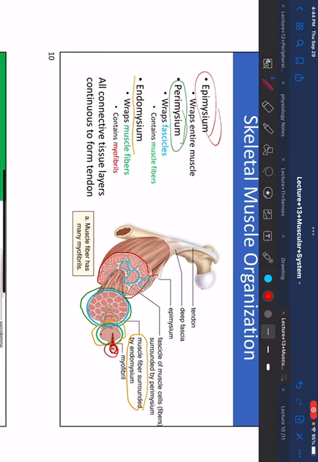So all three of these connective tissue layers, endomysium, perimysium, epimysium, they go through the entire muscle organ, and they all connect together to eventually form the tendon, which connects your muscle to your bone.